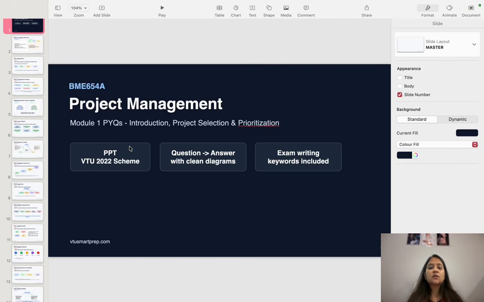So this module covers the introduction to project management, project selection and prioritization, strategic planning, strategic analysis, and strategic objectives. I will explain each PYQ in a simple, exam-oriented way so that you can write those answers properly in the exam and score good marks. I'm going to tell you what keywords you have to remember for each specific question, and you have to memorize those keywords and use them in your exam.